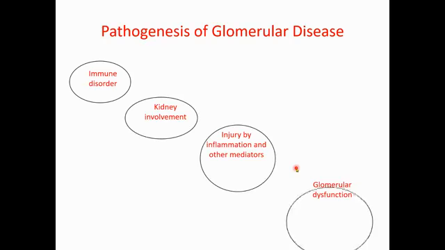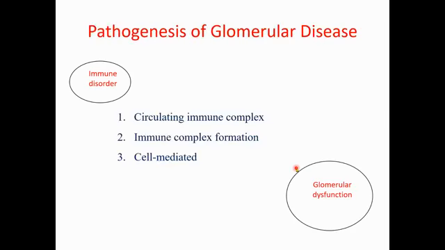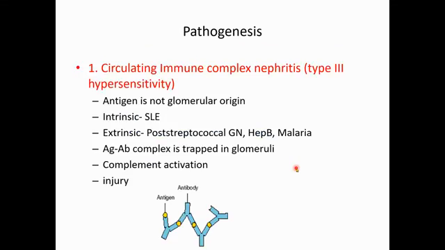Immune disorder: that is immune complex, circulating immune complex or in situ immune complex, and the other is cell-mediated immune disorder. These are the immune disorder pathogeneses. First, circulating immune complex nephritis, a type 3 hypersensitivity reaction.